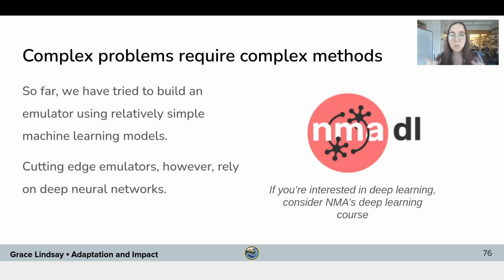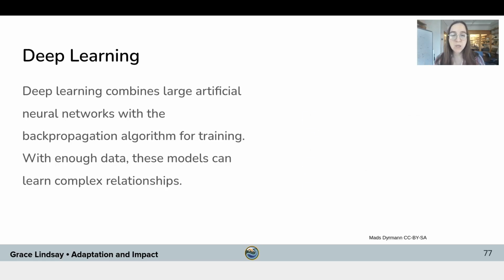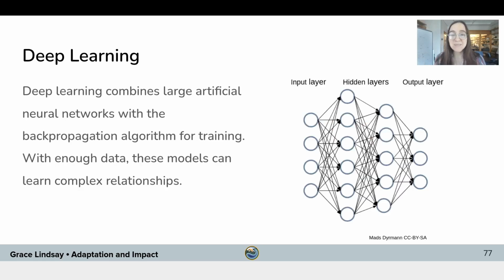That's what the field of deep learning uses to build machine learning models. And if you're interested in learning more about deep learning, you can check out the Neuromatch Academy course on deep learning. It's a course just like this one that gives you background into all different types of deep learning models. So what is deep learning?